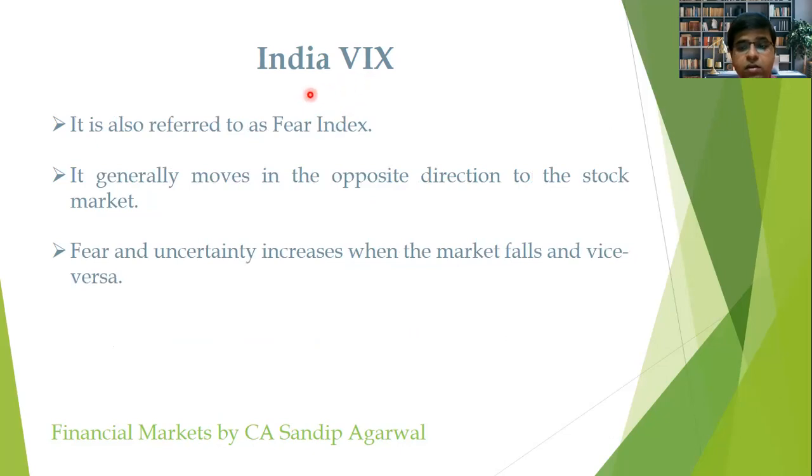India VIX in India is also known as the fear index. So it generally moves in the opposite direction to the stock market. You will notice that whenever there is fear and uncertainty in the market, say for the current example, whenever the risk about the Ukraine and Russia war went up in the market, the VIX started moving up and the market also started falling.